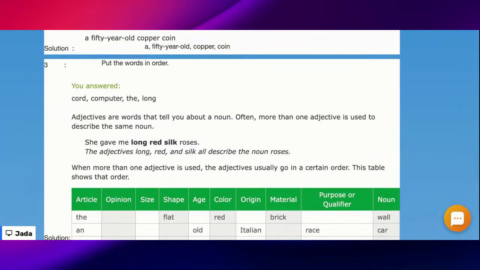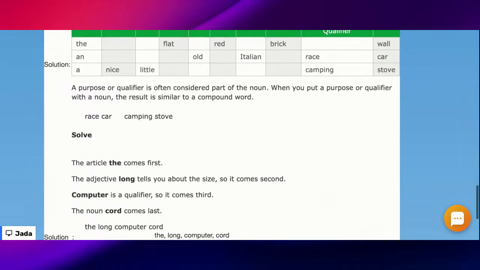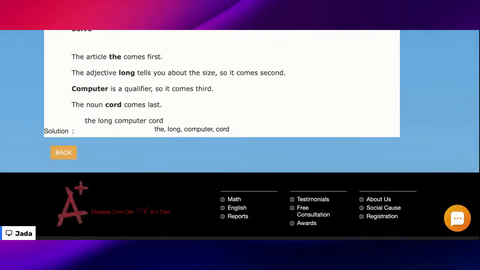So put these words in order. We have card, computer, the, long. Okay, so the is going to be first. It is the article. Then long, the adjective, computer, the qualifier, and card, the noun. So the long computer card.